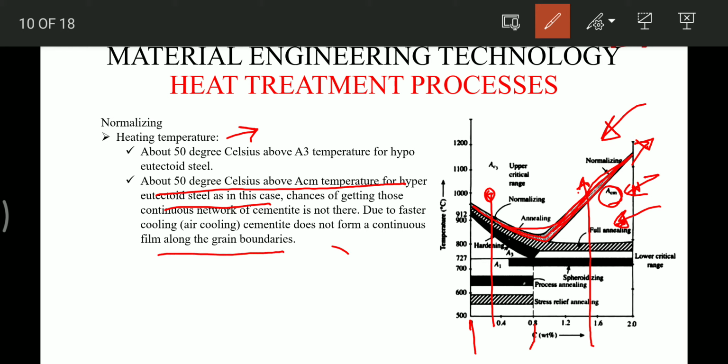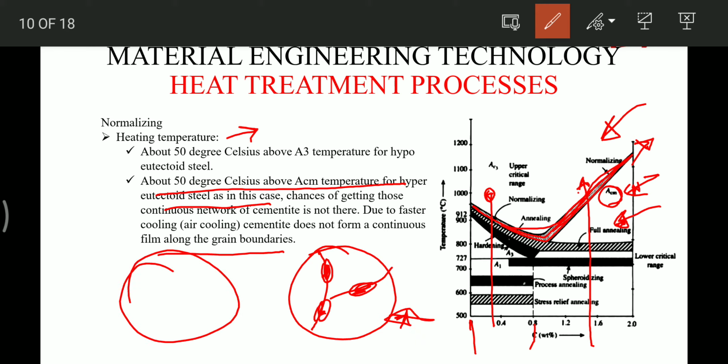As I have told you, in the structure, if this is the grain boundary, then the nucleation will not be continuous. This kind of structure will be formed in this case, whereas in annealing the grain boundaries were continuous. The pro-eutectoid cementite which was forming was continuous. But in normalizing it will not be continuous, it will be nucleating and not touching. These two are not joining. That is why we are taking it above ACM temperature. So hope friends this point is very clear.